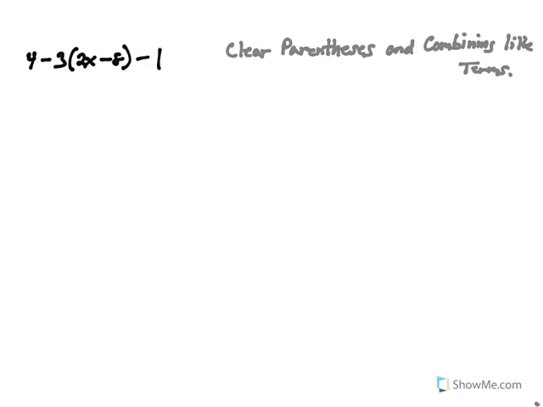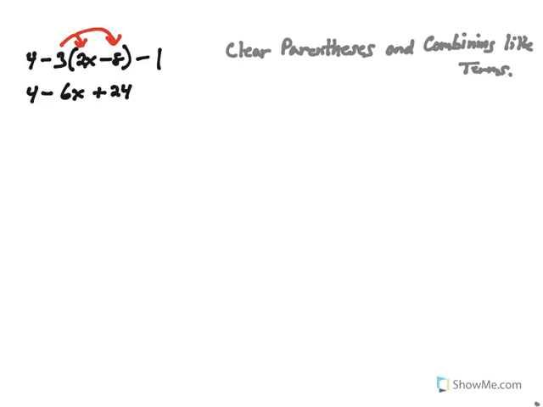We want to clear all parentheses first. When you have something outside of the pair of parentheses, we're going to go ahead and use the distributive property. That means we take the -3 and we times it by the 2x and then the -8. Now, -3 times 2x is -6x, and then a -3 times a -8 is a +24.